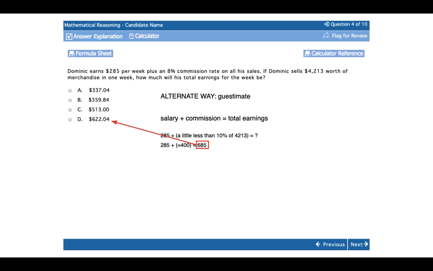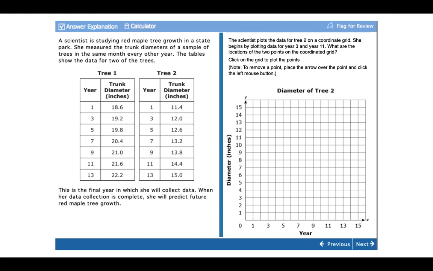Yes, there's the arrow. Okay, this is long and complicated. Actually, it turns out this one isn't that complicated, but let's read it and see what's going on here. A scientist is studying red maple tree growth in a state park. She measured the trunk diameters of a sample of trees in the same month every other year. The tables show the data for 2 of the trees. This is the final year, year 13, that she will collect data. When her data collection is complete, she will predict future red maple growth.